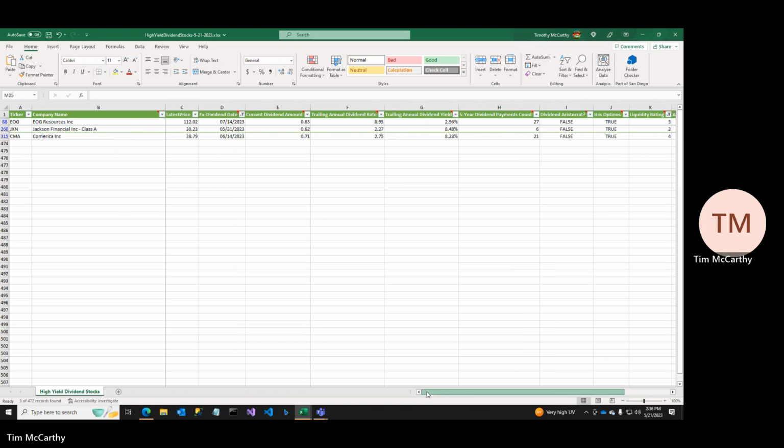Okay, so now this filters a lot out. The next thing I want to do is take a look, though I don't really need to do any more filtering here. Just looking at the dividend amount, EOG looks pretty good, but they're $112 a share. Then Comerica, I just did a trade on them, so I don't want to have too much of that in my portfolio. Next I'm looking at Jackson Financial.